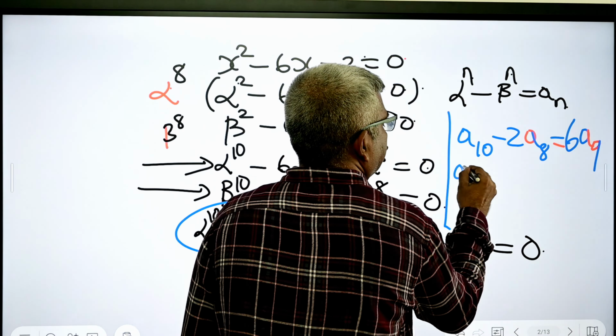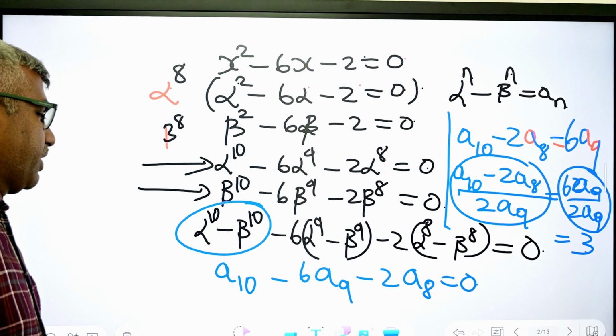a10 minus 2 a8 divided by, our question is 2 a9. Here also 2 a9. What will happen? Equal to 3. Very simple question. It doesn't look like a JEE Main question if you know how to solve it. I am dividing by 2 a9 on both left hand side and right hand side. The left hand side becomes the question, and on the right hand side we get the answer. Answer is 3, which is option A.